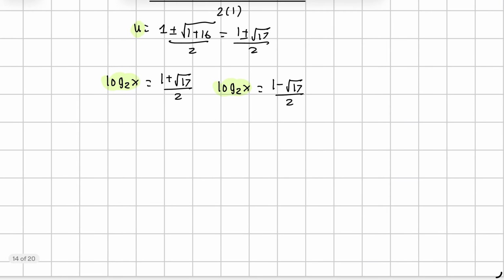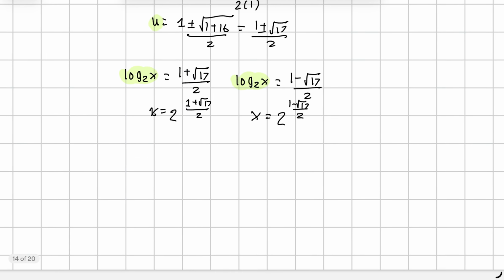Now we can rewrite these both exponentially. We have x is equal to 2 to the power of (1 plus the root of 17) all divided by 2. And here we have x is equal to 2 to the power of (1 minus the root of 17) all divided by 2. So now we have to check our domain. Both of these answers are going to be positive, because powers of 2 are always going to be positive. So they both make x greater than 0.